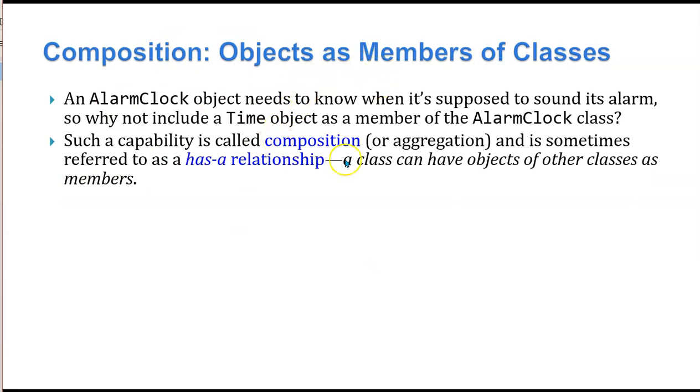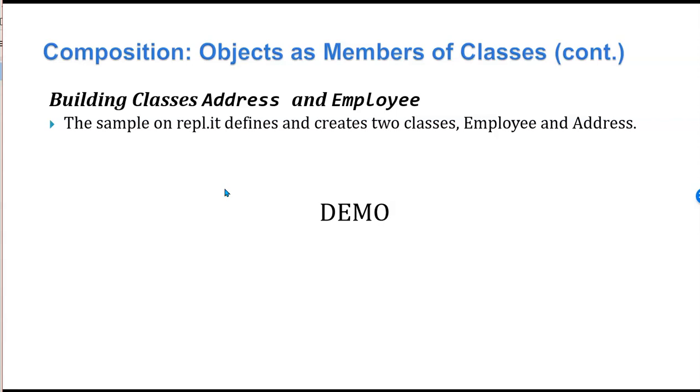So, you can have objects as members of other classes. An alarm clock object needs to know when it's supposed to sound an alarm, so we can include a time object as a member. This is called composition and is sometimes referred to as a has-a relationship. A class can have objects of other classes as members. So, let's look at a demo.